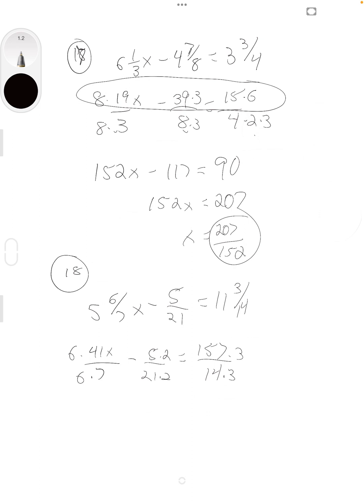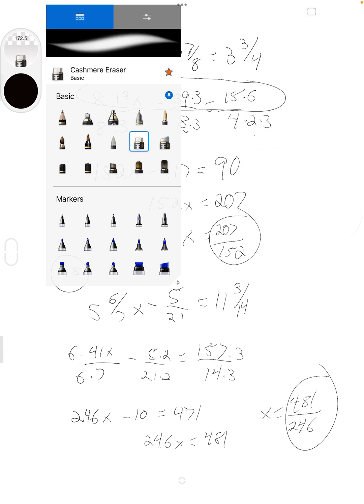So I end up with 6 times 41 equals 246x minus 10 equals 157 times 3, which is 471. And add 10 to both sides, and I get 246x equals 481. So x equals 481 over 246. And I don't need to simplify it. Good enough. All right.